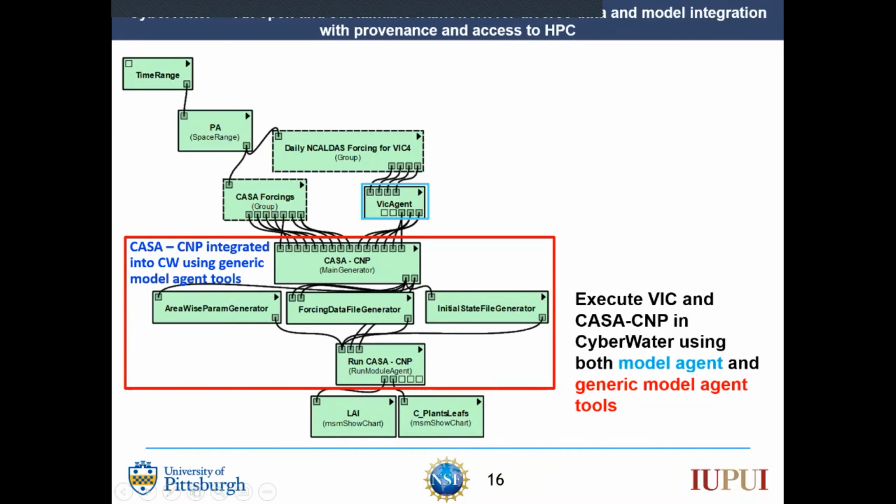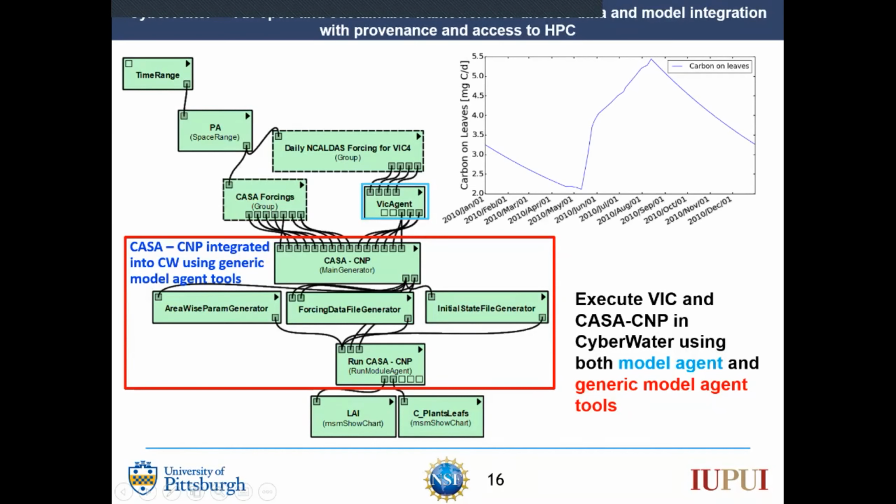and execute that, and then you display the carbon on the leaves from executing this workflow, and the result is shown up here.